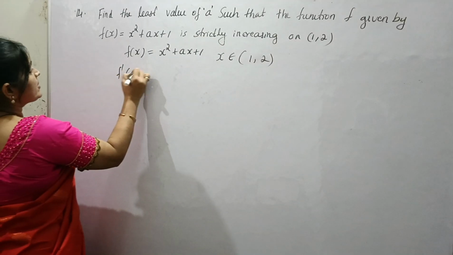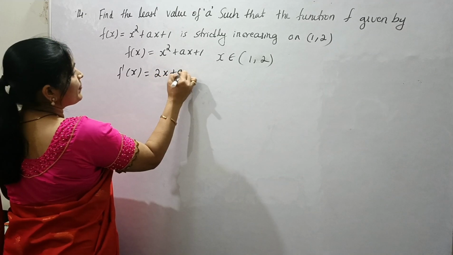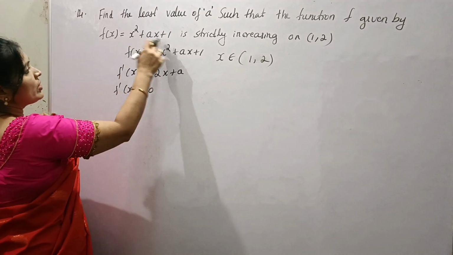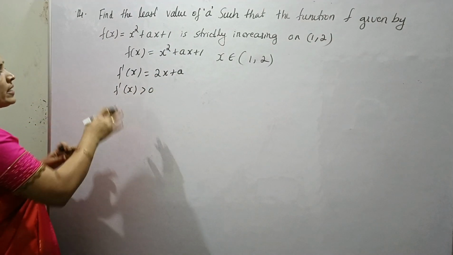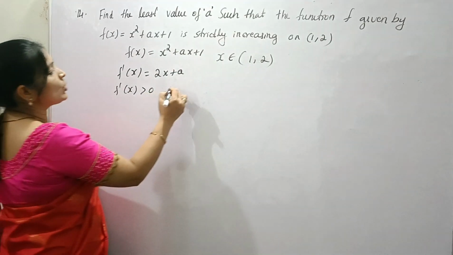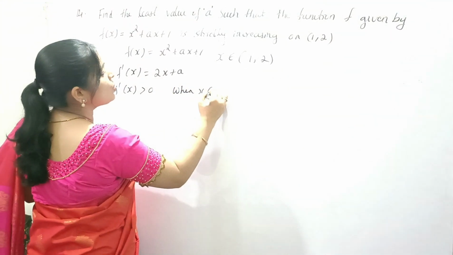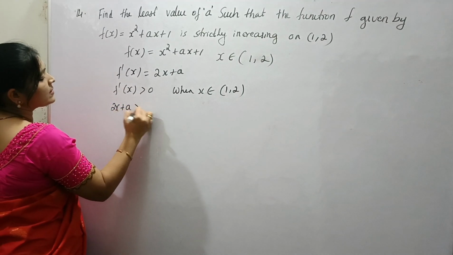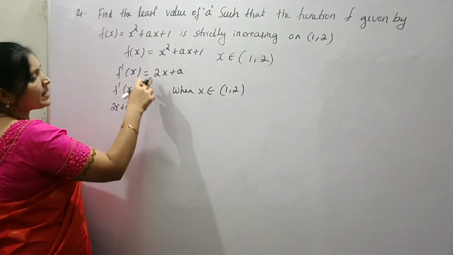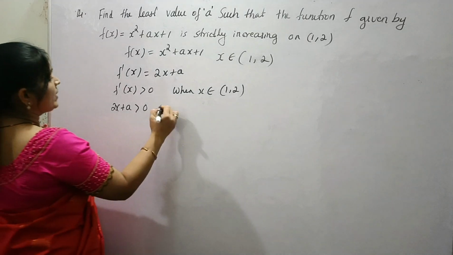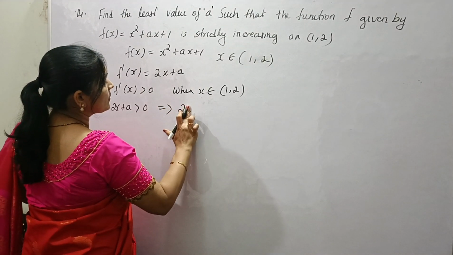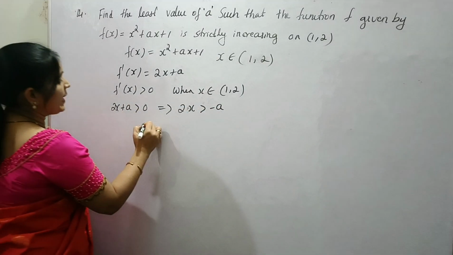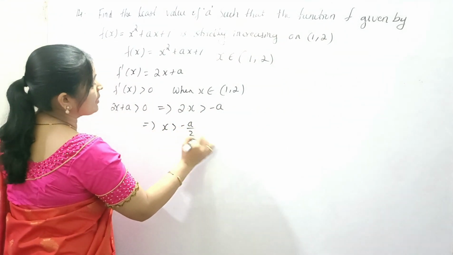Then find f dash of x: 2x plus a. Here it is given the function is strictly increasing on 1 to 2, which means f dash of x is greater than 0 when x belongs to 1 to 2. That is, 2x plus a greater than 0. That implies 2x greater than minus a. That implies x greater than minus a by 2.